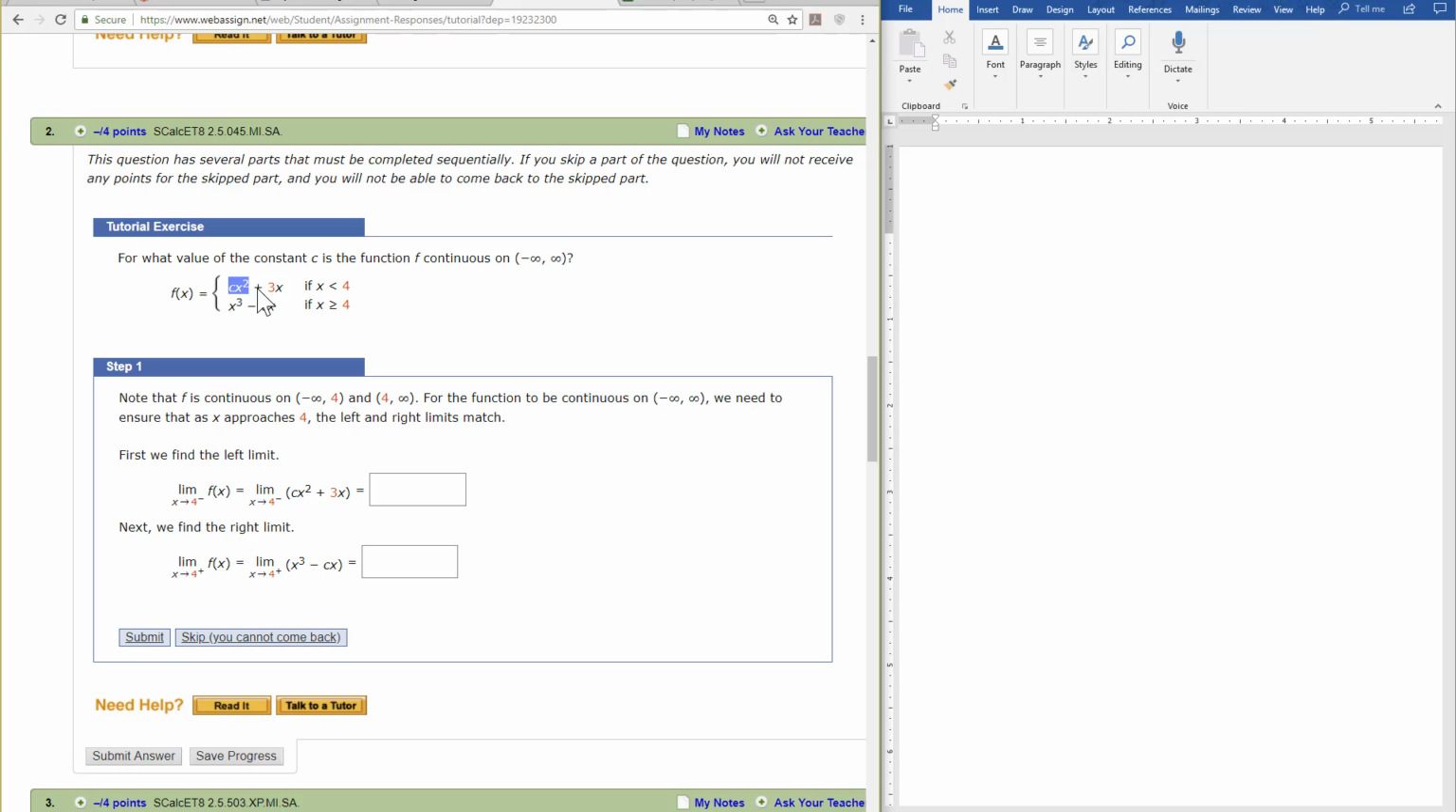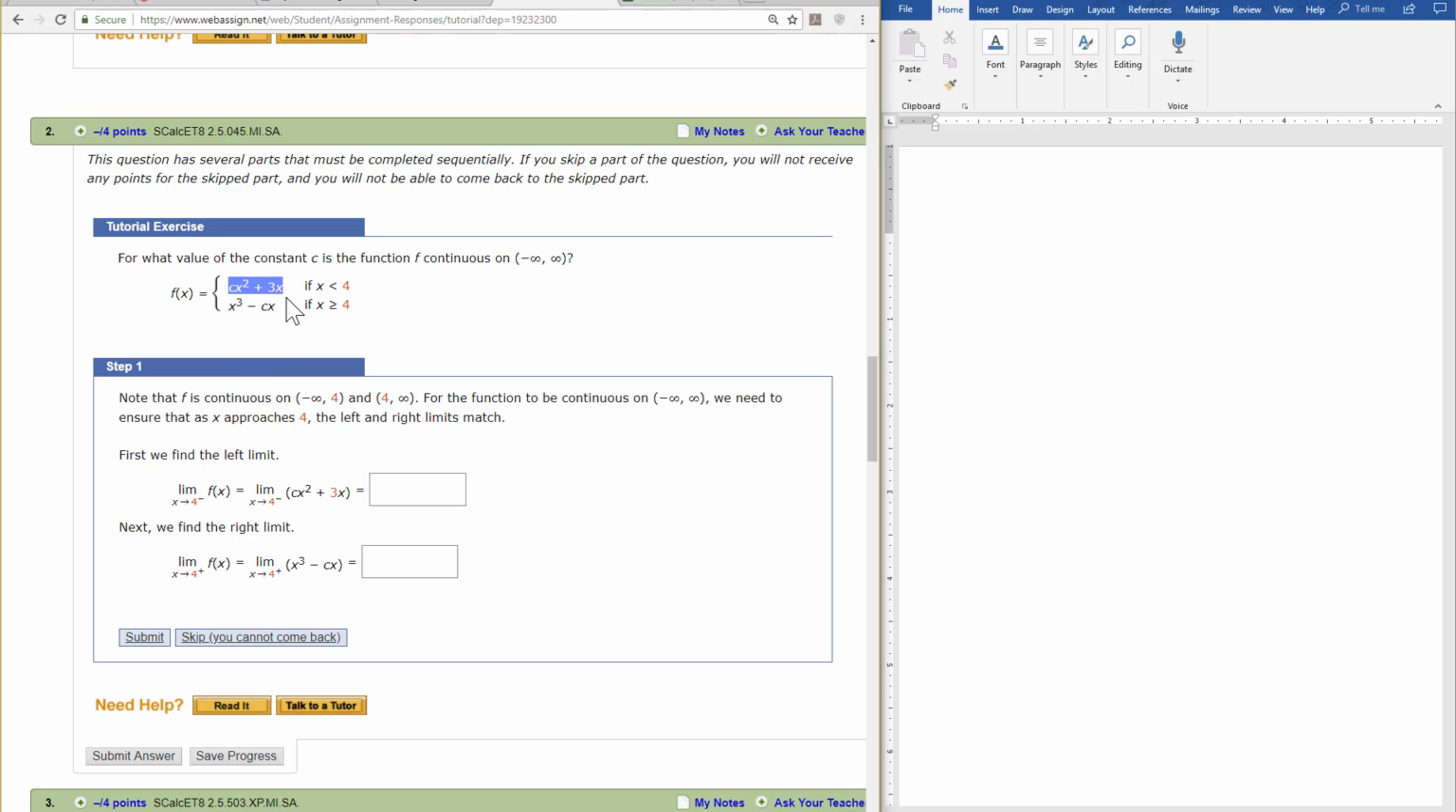So it looks like this is a polynomial function, the first one, c times x squared plus 3x, and then we have another polynomial function. So those things are going to be continuous. The only thing is that this is a piecewise function and it breaks at 4, when x is equal to 4. So what we want to do is find a value for c so that these two things are equal to each other as the limit approaches 4 from the left side and from the right.